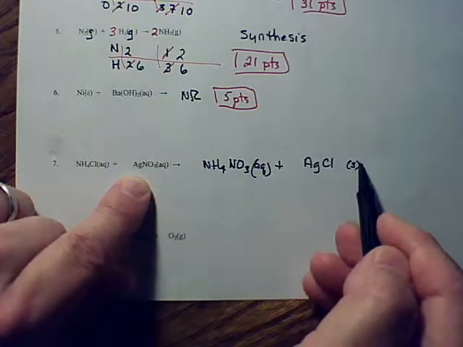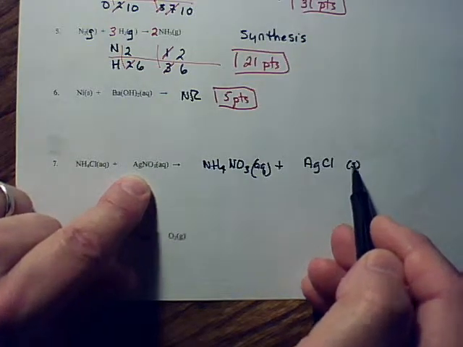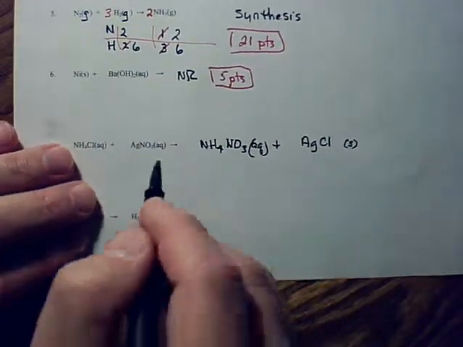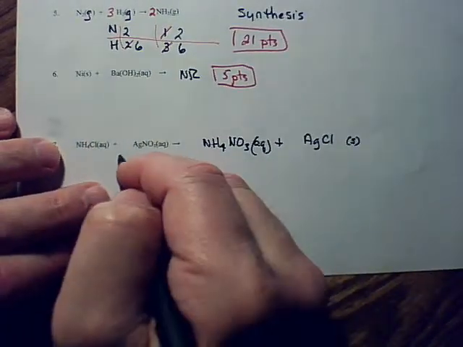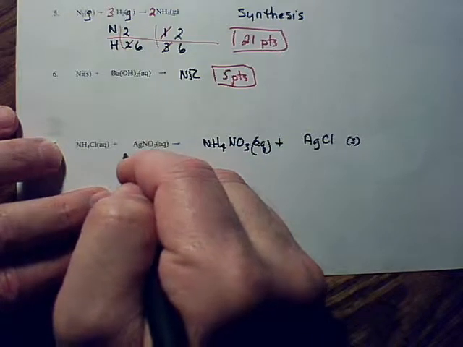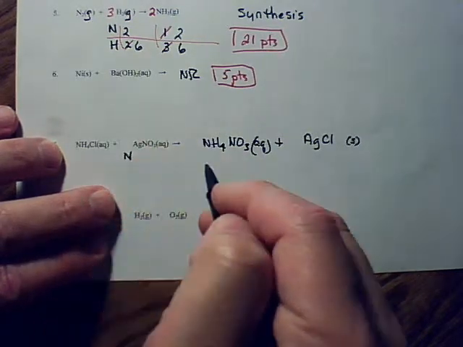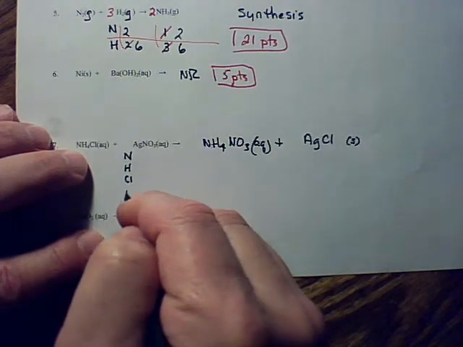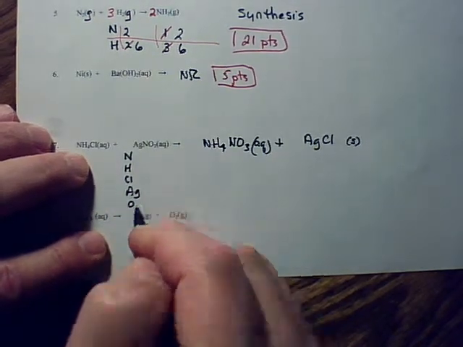Well, the formation of a solid here gives us a driving force. So this reaction does take place. It does move forward. So now we're ready to balance this equation. We know the reaction is going to occur, so we're going to write out all of our atoms. We have nitrogens, hydrogens, chlorines, silvers, and oxygens.